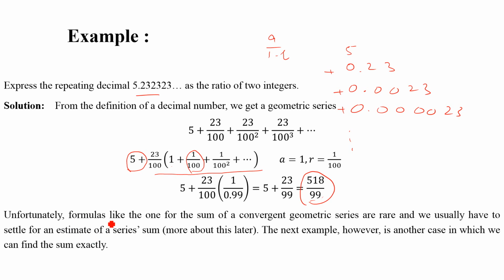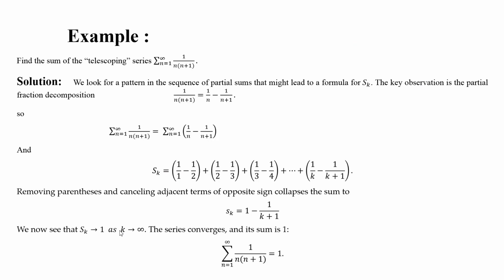So unfortunately, formulas like the one for the sum of a convergent geometric series are rare, and we usually have to settle for an estimate of the series sum. We will discuss more about this. The next example, however, is another case in which we can find the sum exactly.